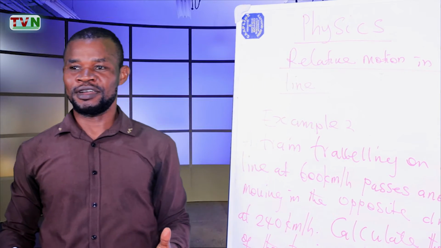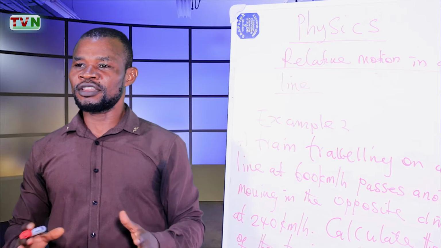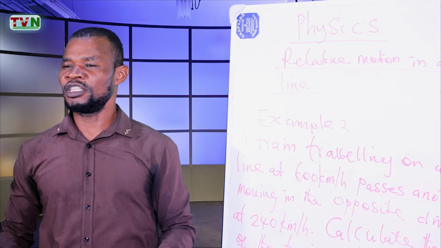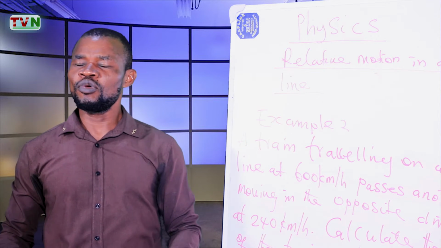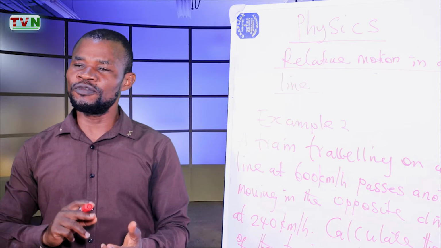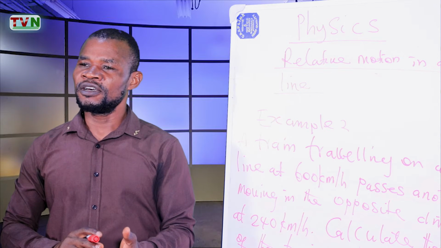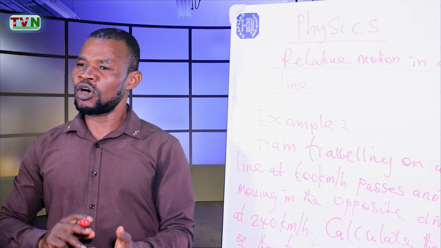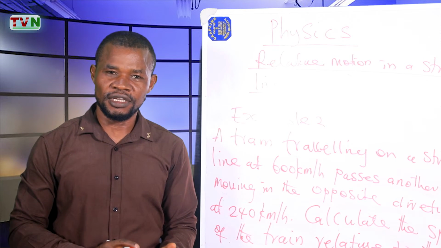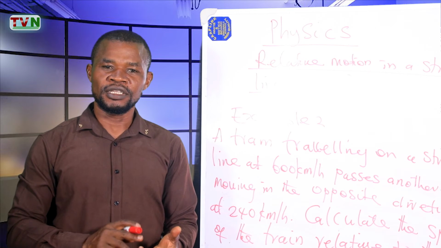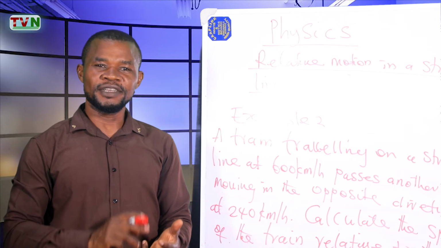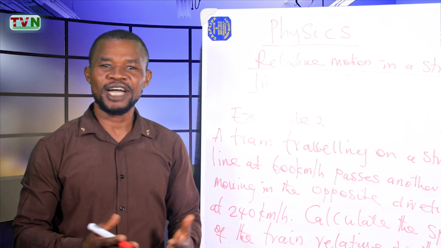It's very simple, but if you don't understand how to solve this problem, you can spend up to 2 hours in the exam hall without doing anything. So when a question is given to you, first of all, find out if the two vehicles are moving on a straight line, and also find out if their movement is in the same direction. If it is in the same direction, you subtract to get the relative velocity. If it is in opposite direction, you add together.